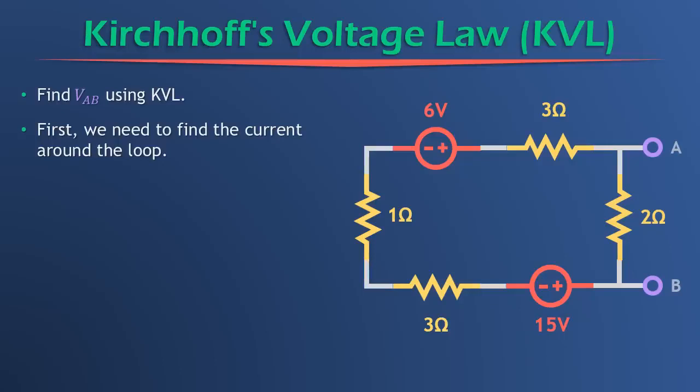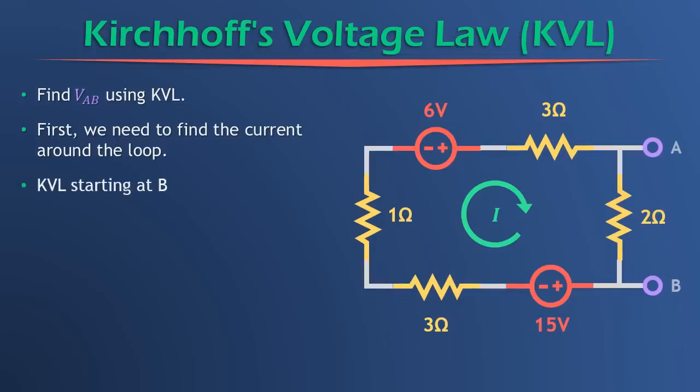So to do KVL, we need to set up our arbitrary loop current in the clockwise direction. So we call I that loop current. And then we want to start at some point in the circuit and perform KVL by going through each one of the elements in the loop and doing that until we return back to that point where we started.